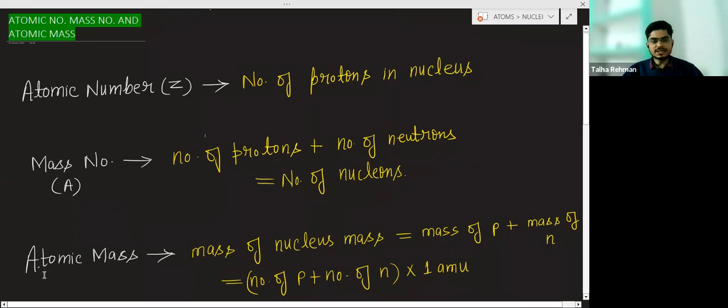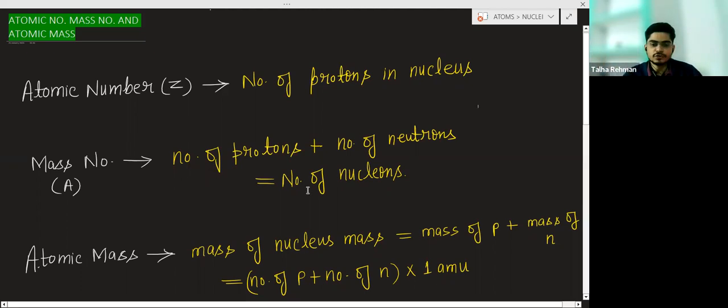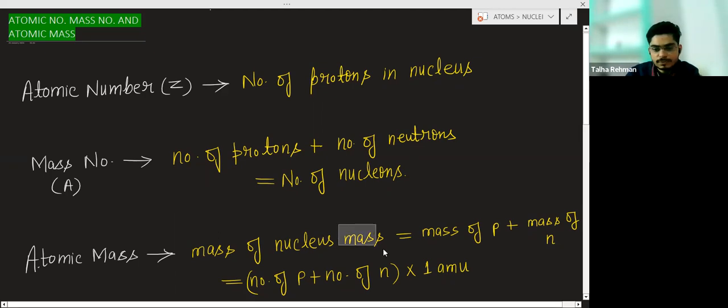Now, atomic number, mass number, and atomic mass. Atomic number is the number of protons in the nucleus. Mass number is the number of protons plus neutrons inside the nucleus. Protons and neutrons are also known as nucleons, so you can write number of nucleons. Now, what is atomic mass? Atomic mass will be the mass of nucleons, meaning mass of protons plus mass of neutrons.